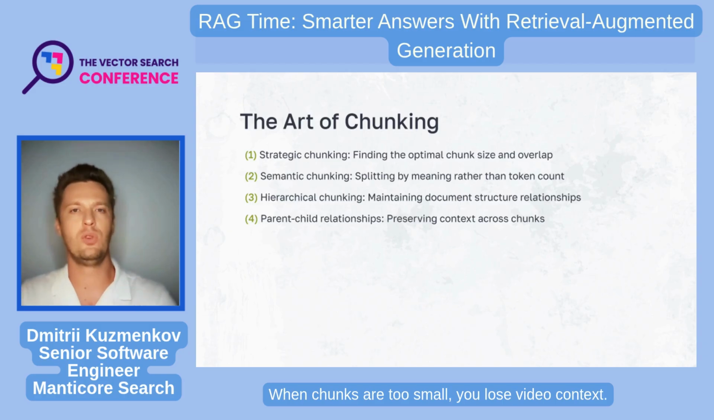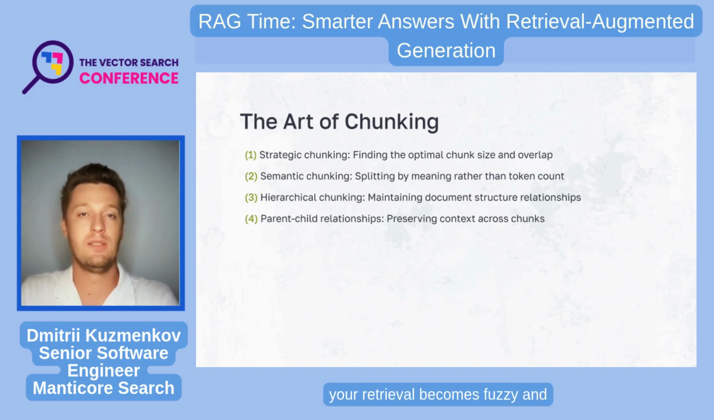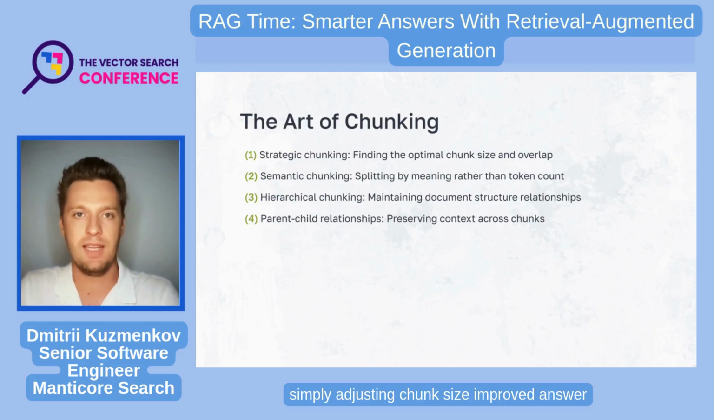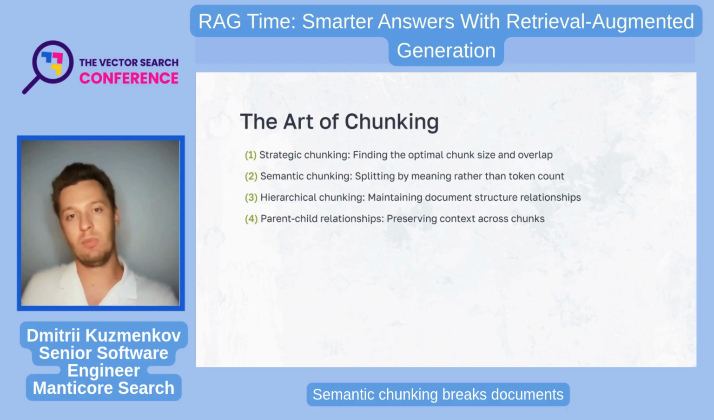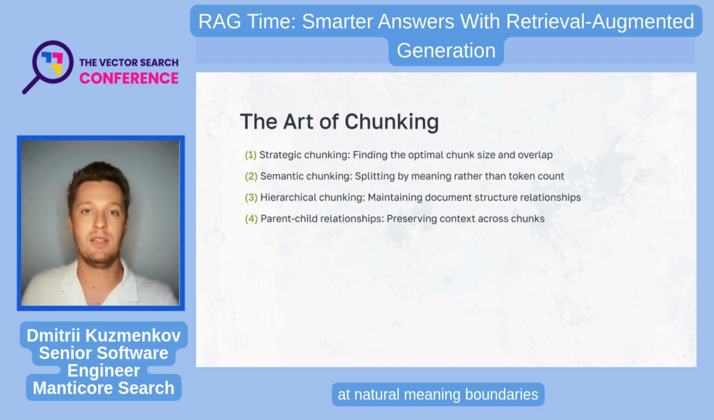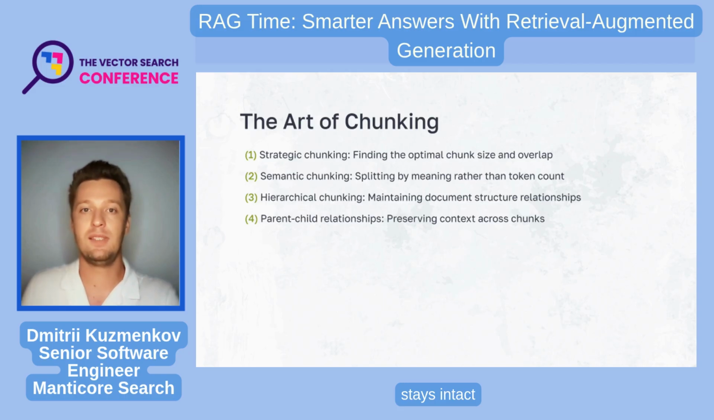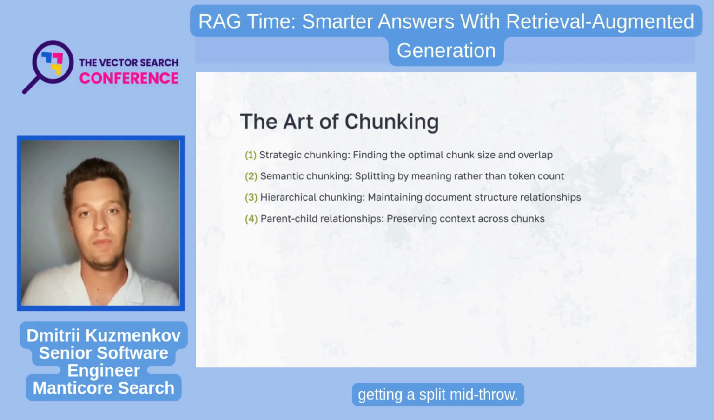When chunks are too small, you lose vital context. When they're too large, your retrieval becomes fuzzy and imprecise. I've seen projects where simply adjusting chunk size improved answer quality by 30%. Semantic chunking breaks documents at natural meaning boundaries rather than arbitrary token counts. This keeps related concepts together, like ensuring a complete explanation of a procedure stays intact rather than getting split mid-thought.